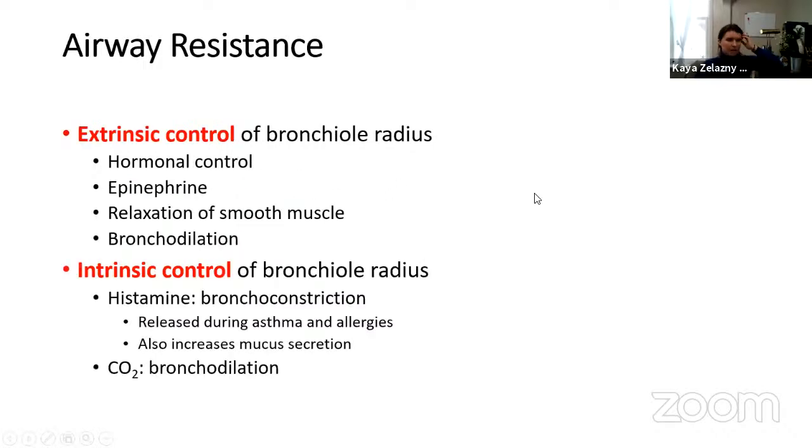Okay. So the extrinsic control of the bronchiole radius is also under hormonal control. But the main thing we want to think about is epinephrine, which is kind of halfway between thinking about sympathetics and thinking about hormones. It causes relaxation of smooth muscle, causes bronchodilation. When we're thinking about intrinsic control of bronchiole radius, we have some new factors coming into play.